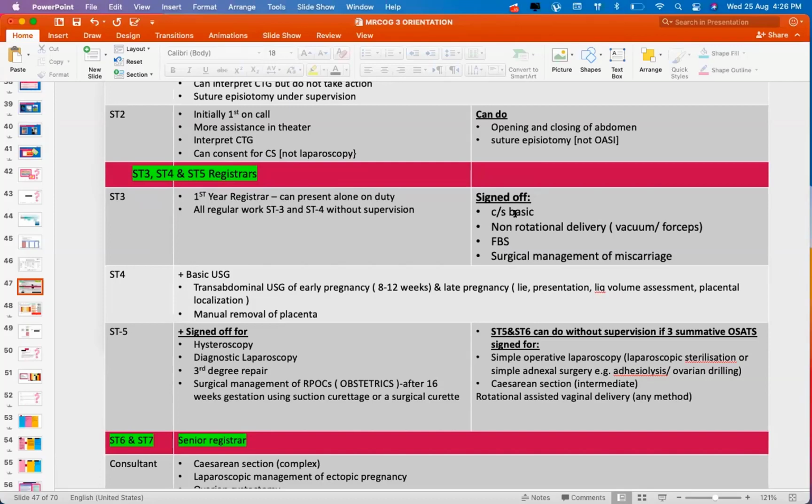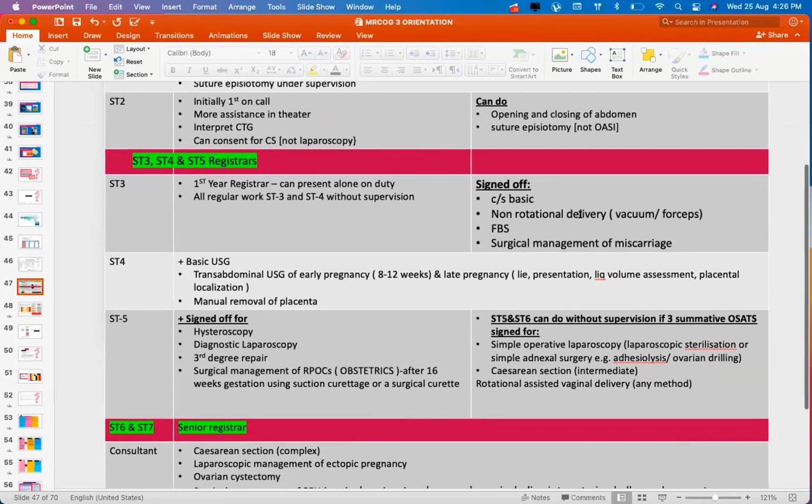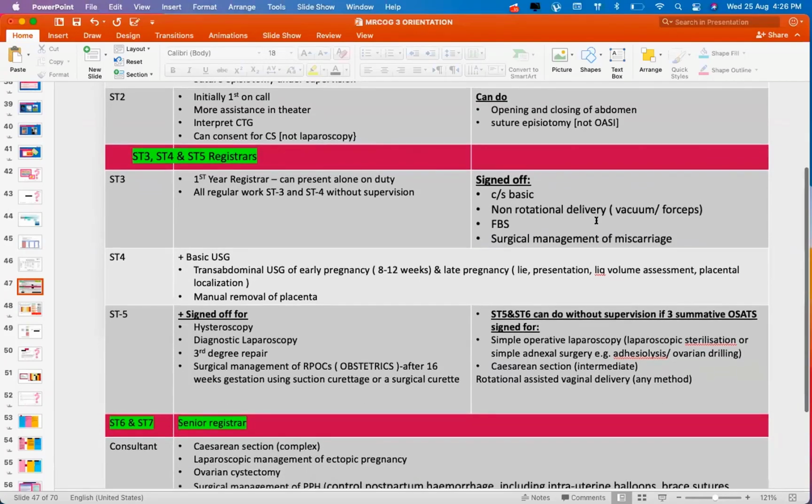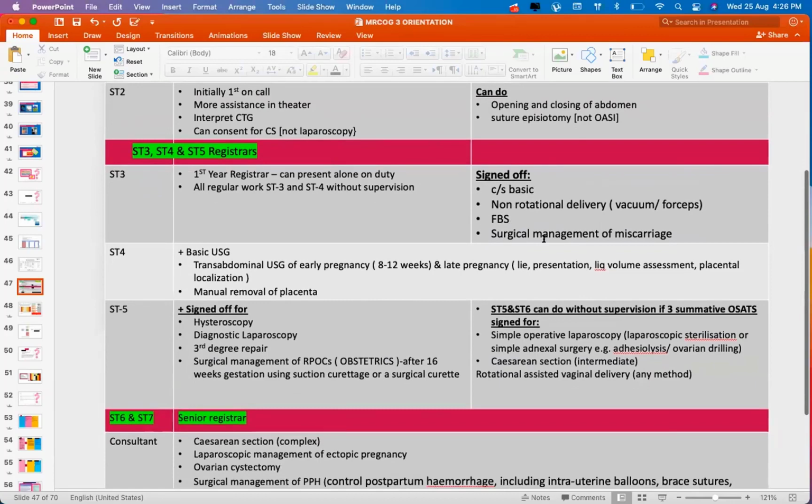What is a basic cesarean section? For example, primary gravida cesarean section and previous one cesarean section. Non-rotational forceps or induced delivery, fetal scalp sampling, surgical management of miscarriage. They should be signed off with all these procedures. Otherwise, they wouldn't be allowed to enter into the ST4 training.